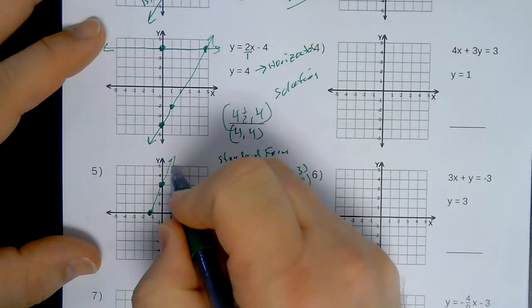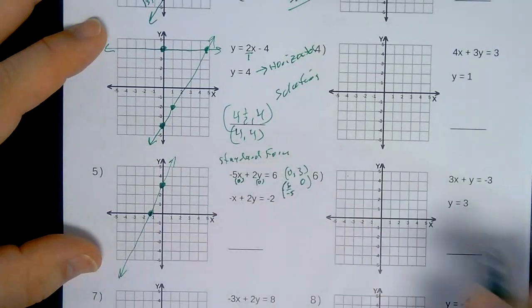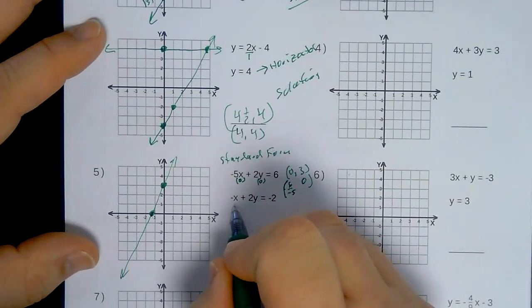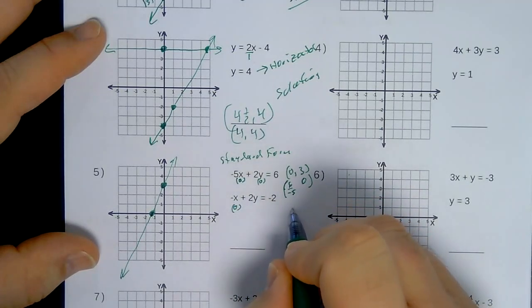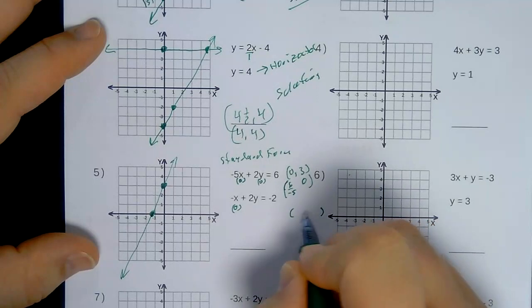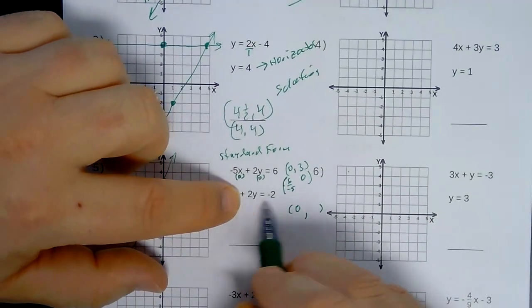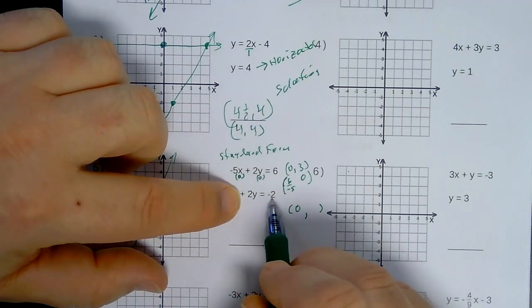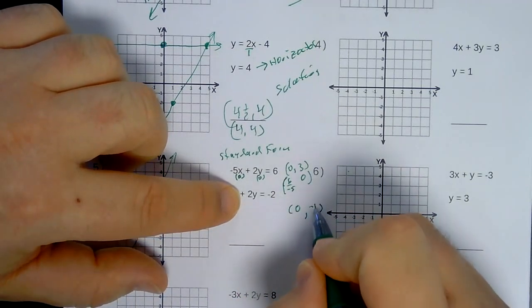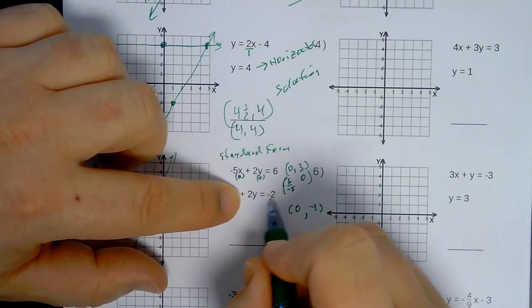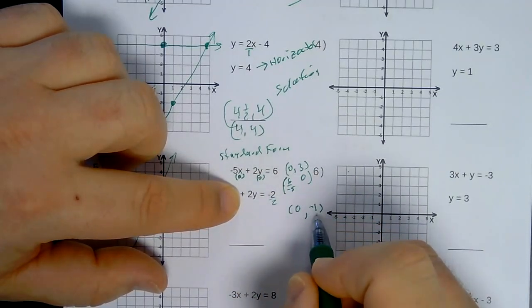Draw my line through both of those points as best I can. Alright, the next one, same thing. Let x be 0 first. I'm going to keep track of this. X is 0, so cover that up. 2y equals negative 2. Divide both sides by 2, and I get negative 1 for an answer. Again, 2y equals this. Divide both sides by 2, and I get negative 1.